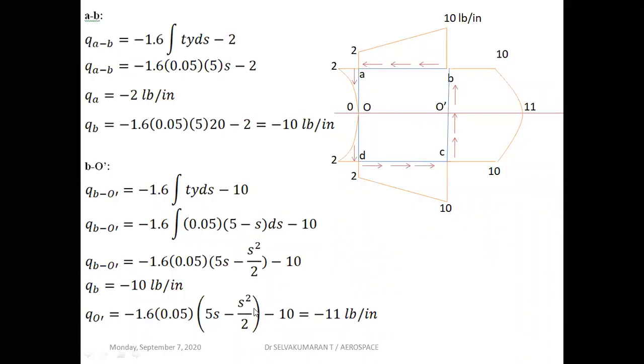You get a square term, so you get a parabola. And we can observe by seeing this figure itself, when the section is symmetric about the x-axis and subjected to sy alone, whatever shear flow values you get on the top of the x-axis will be a mirror image of those below the x-axis also. You can see here. Now B to O dash is over.